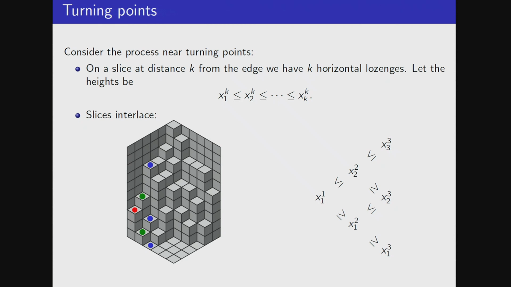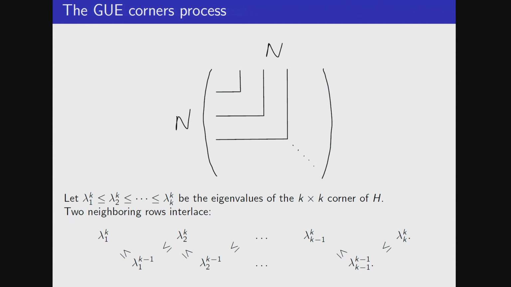On the other side, let's take a Hermitian matrix. It turns out that if you take a Hermitian matrix and look at its eigenvalues, of course they are real. So if you take a k by k Hermitian matrix, it has k real eigenvalues. If you look at its k minus 1 corner, it's going to have k minus 1 eigenvalues, and those eigenvalues are going to be in between the k eigenvalues of the original matrix. So the eigenvalues are going to interlace.